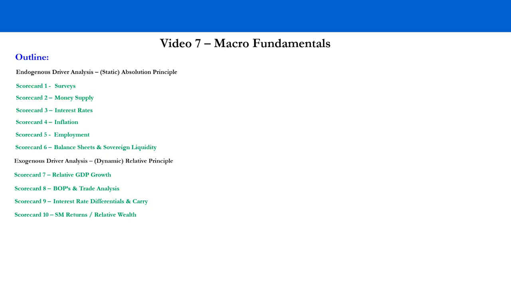And what that means is basically we're looking at a country in absolute terms to begin with, so the endogenous driver analysis, and we need to look at something called the static or absolution principle. So what we're actually doing is looking at a country in its entirety in absolute terms, not relative to another country. So when we look at currencies, as you know by now, we can't buy one currency first without selling another.